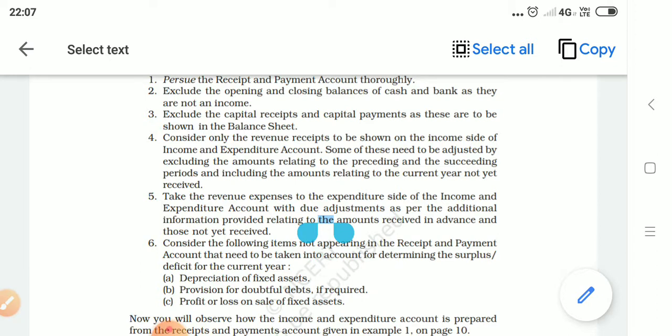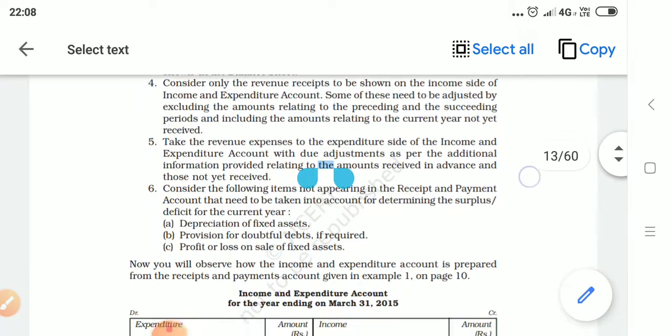Provision for doubtful debts will appear in the debit side, that is expenditure side, and it has to be subtracted from debtors in the asset side. If an asset is sold at a profit, it will appear in income side. And if an asset is sold at a loss, it will appear in expenditure side. However, the total book value for which the asset is sold has to be subtracted from the respective asset in the balance sheet. Okay, so this is what I explained just now.